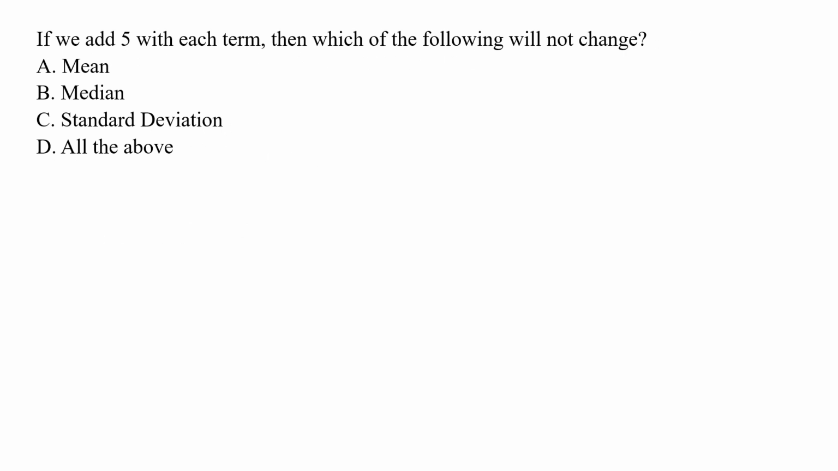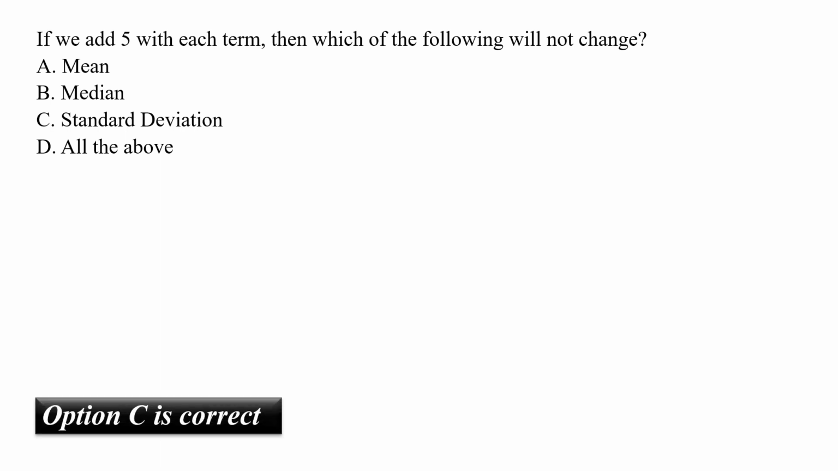If we add 5 to each term, then which of the following will not change? A, mean; B, median; C, standard deviation; or D, all of the above. As a rule, the median, mean and quartiles will be changed by adding a constant to each value. However, the range, interquartile range, standard deviation and variance will remain the same. So, the correct answer is option C.